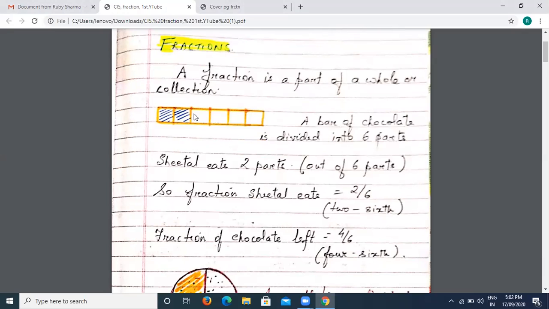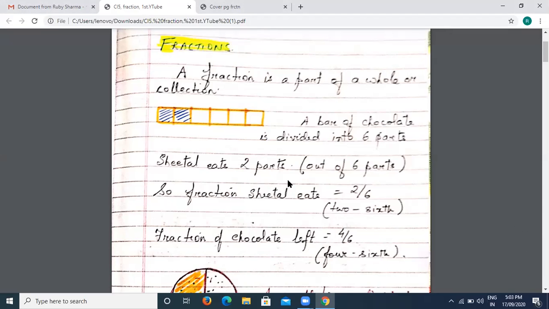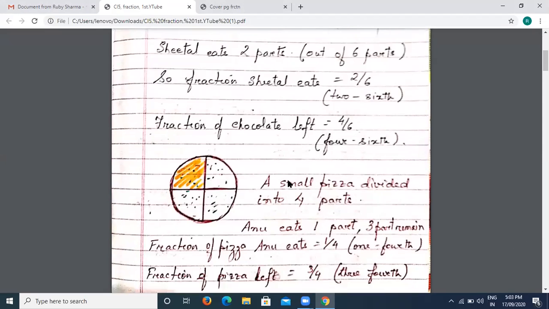So a bar of chocolate, when divided into 6 equal parts, and suppose you eat 2 parts, then what is this called? You have eaten 2 out of 6 parts, and we write it as a fraction 2/6. So when we say 2/6, the remaining part of the chocolate that is not eaten will be 4/6.